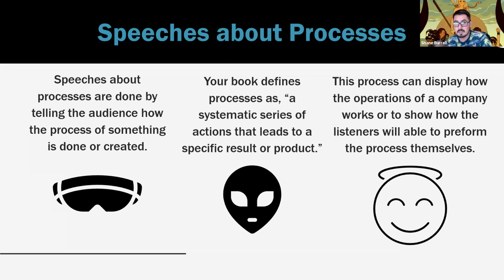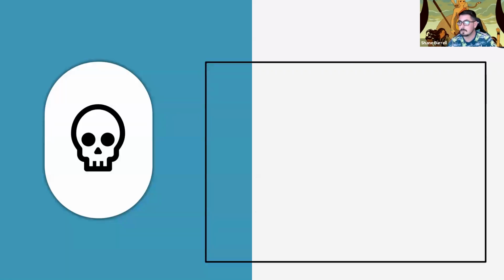You're going to have to tell us exactly how it's being done, and you're going to have to show who said that and when it was published, where it was published, and why, all of that sort of stuff. So when you think about your speeches about processes for your informative speech and your persuasive speech, keep those things in mind as well, okay? All right, so let's continue.